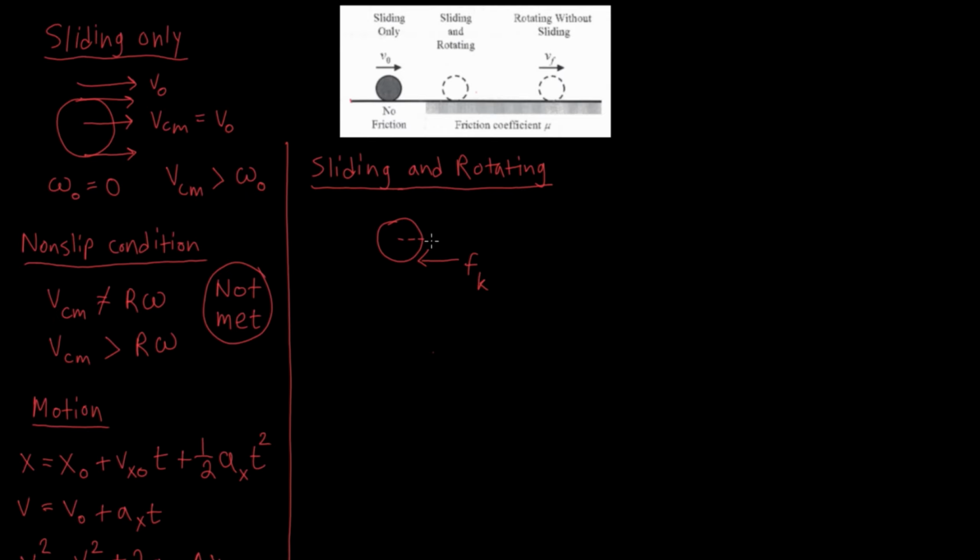So the new velocity for the center of mass will actually be less than the original velocity. So we can write that the new velocity for the center of mass is less than the original velocity. And this is because the force of kinetic friction points in the opposite direction to the velocity, and that decreases the velocity of the center of mass, and in return, it's going to increase the angular speed.